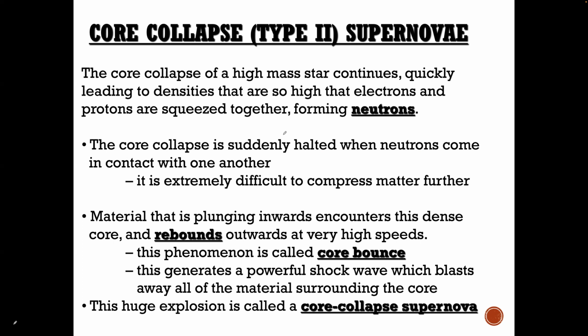Now, still the collapse of this high mass star will continue because of the gravity, right? So as a result of that, all these electrons, protons, and neutrons will be at the center, and the density will become very high at the end because of this collapse, right? Now, as a result, the electrons and the protons will start to squeeze together and they will form a neutron, right? So that is something special that happens here.